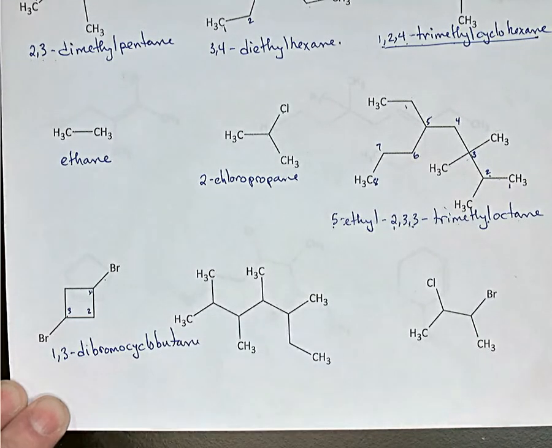Butane because it's got 4 carbons. Cyclobutane because they're joined in a ring.